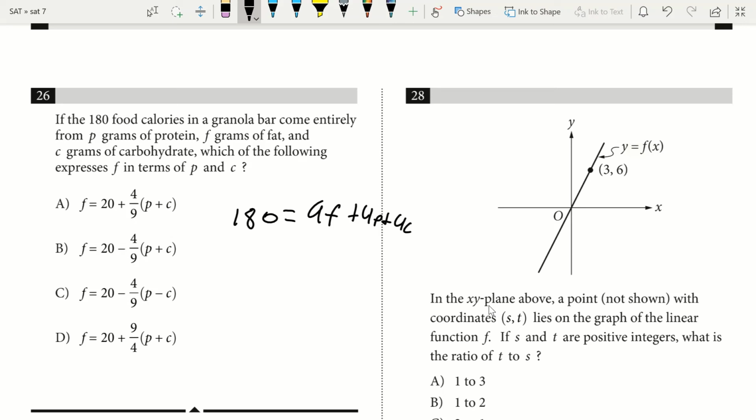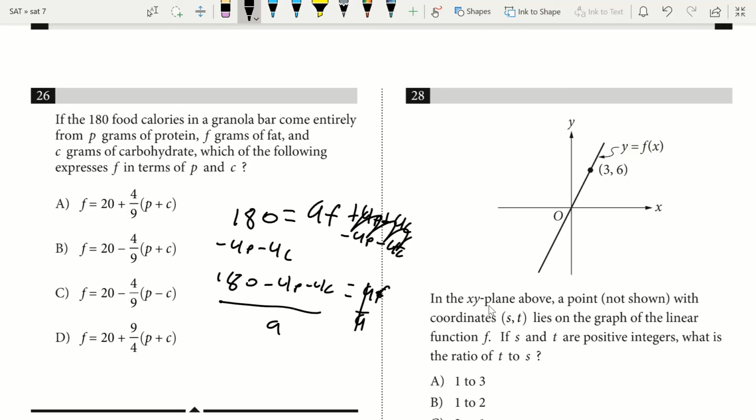I've got to solve for F, so I'm going to subtract 4P and subtract 4C from each side, get rid of all of that. Subtract 4P, subtract 4C, so now I've got 180 minus 4P minus 4C. That's going to equal 9F, so I divide each side by 9 to isolate F. So this is all going to be divided by 9. 180 over 9 is going to give me 20. And then I'm going to have 20 minus 4/9 P, right?